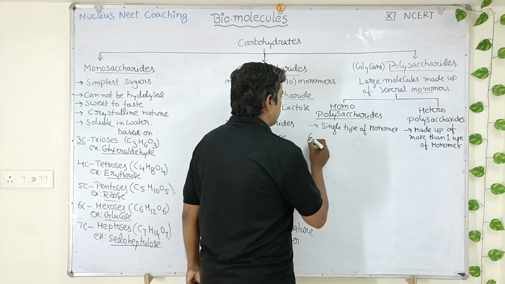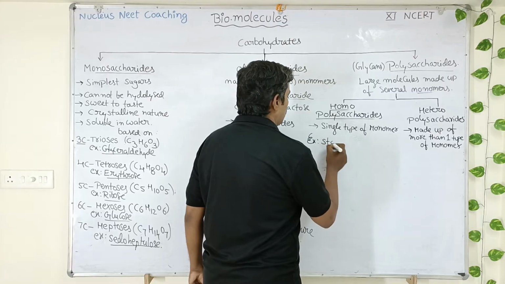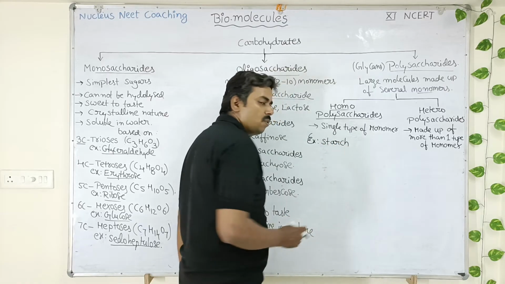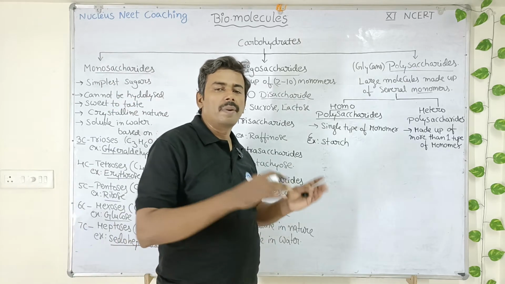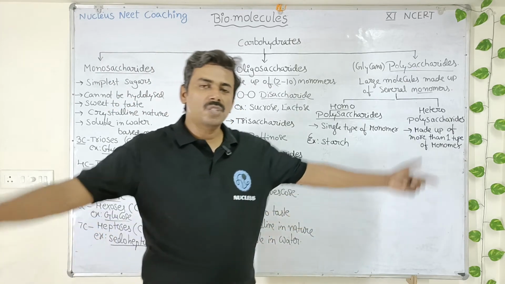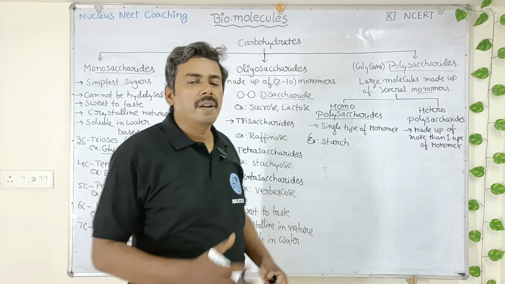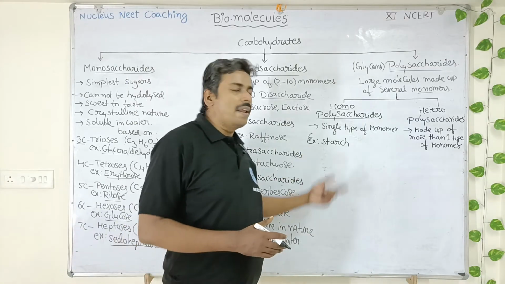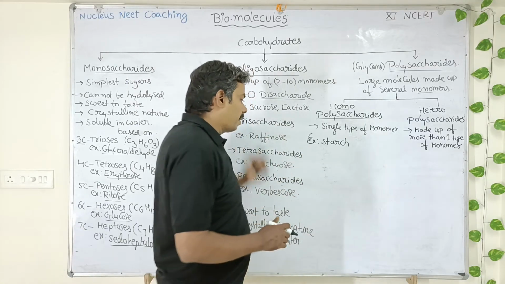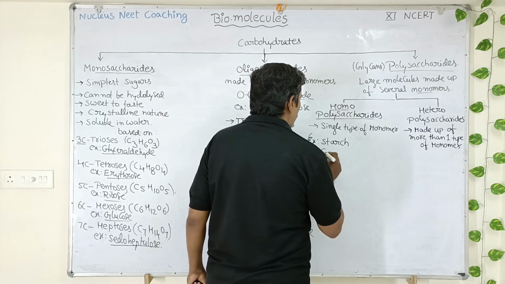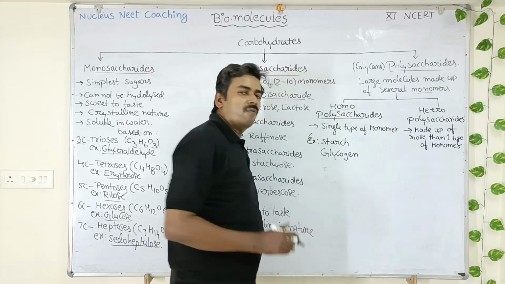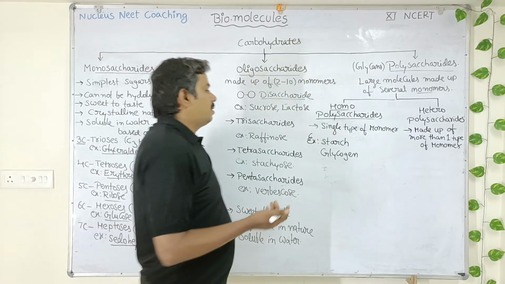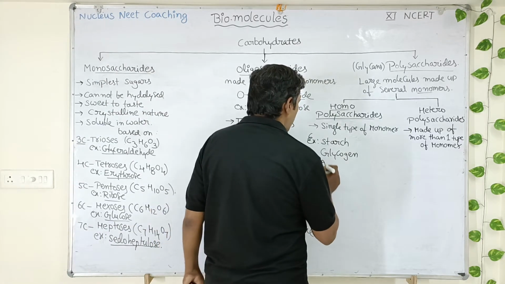So examples: starch. Starch is a homopolymer of glucose. Glucose monosaccharide, which acts as a monomer, will be repeating several times to form large chain-like structures. Ultimately, it forms a molecule called starch. Similarly, another molecule, glycogen. Glycogen is also a homopolymer of glucose. Okay. Next is inulin.